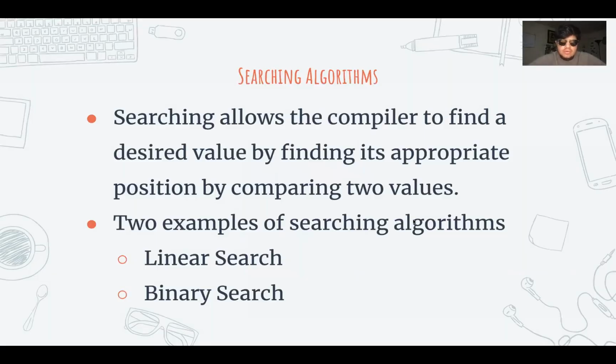So what are searching algorithms? Searching algorithms allow the compiler to find a desired value by finding its appropriate position by comparing two values, right? So one value is going to be your target value. That's the value that you're trying to find. And then the other value is the value that you're comparing it to. So if it's the same value, then it's going to return true. You found the value. If it's not the same value, it's going to keep on looking, right? And if it's unsuccessful in that case, then it's not going to return any value simply because it couldn't find a value. And two examples of these searching algorithms are linear search and binary search.